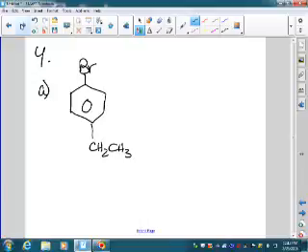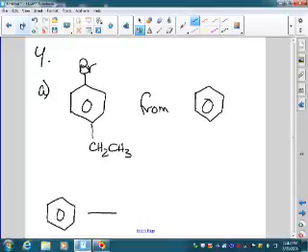Tamara? You don't have to do any mechanism in synthesis. I don't want any mechanism in synthesis. Just the reagents on the arrows. From benzene. Okay. How do you put an ethyl group on? We're making this compound from benzene. It says para-ethyl bromobenzene is the compound we're trying to make.